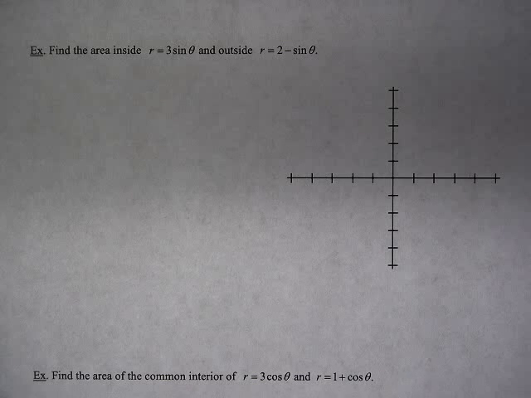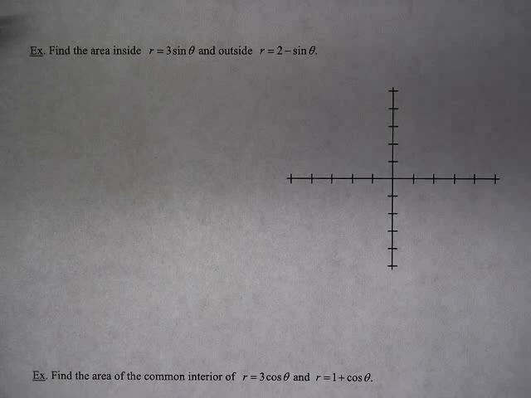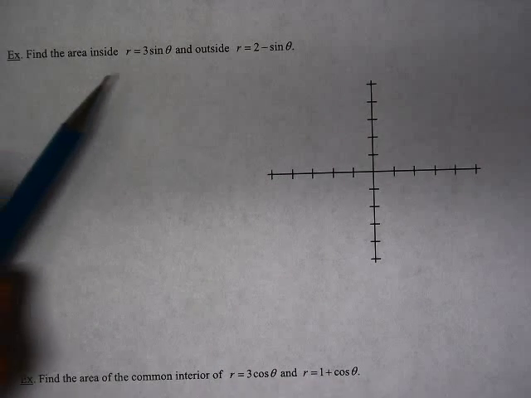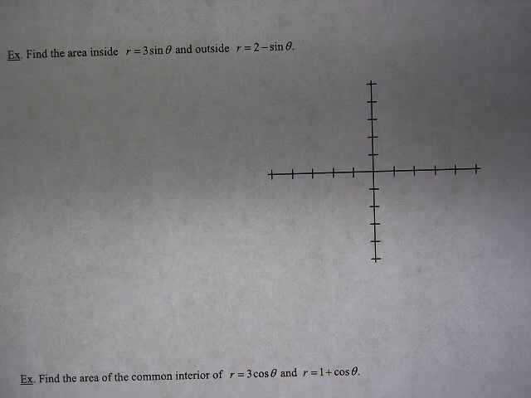Okay, these next two examples are a little more complicated. You can see this first one, we want to find the area inside r equals 3 sine theta and outside r equals 2 minus sine theta. So of course the first part is for us to graph these two shapes and take a look at them. So we'll do that first.